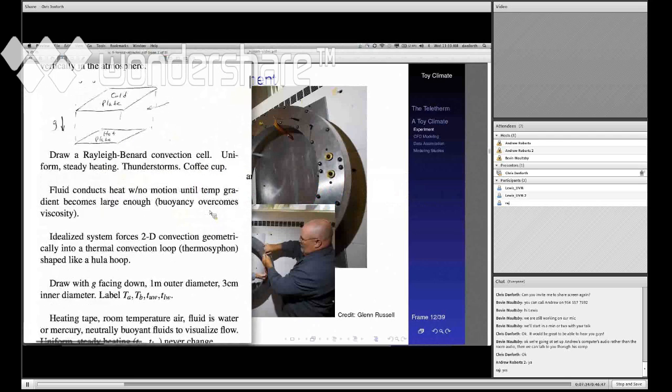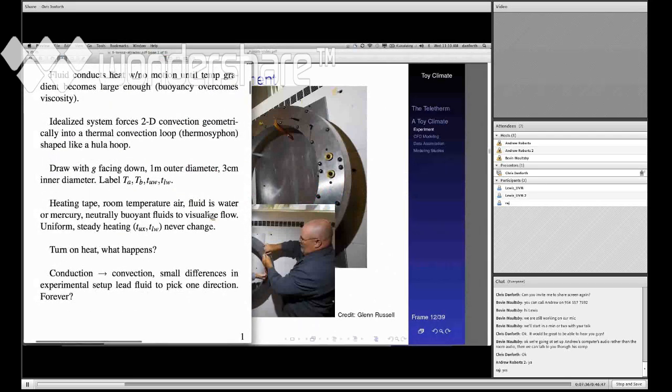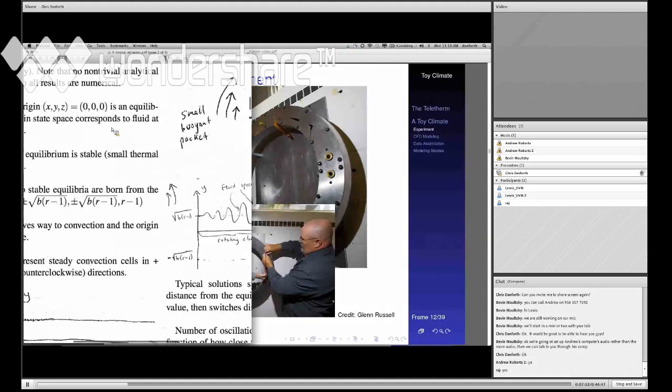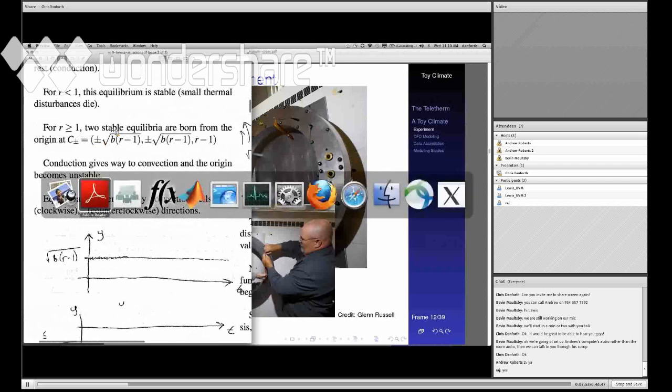So what happens when you turn on the temperature difference? Well, the fluid is going to conduct heat initially, right? So at small temperature differences, the fluid in the bottom half starts to heat up, and the fluid in the top half starts to cool down, and they just kind of bounce around for a while. And the main thing that we like to plot is the temperature difference between, let's see if I have a picture of it, maybe it's here.